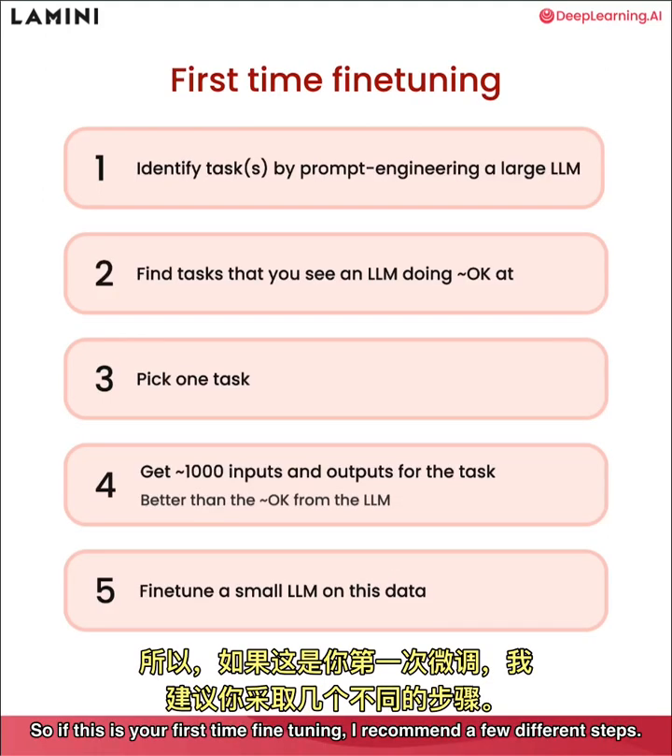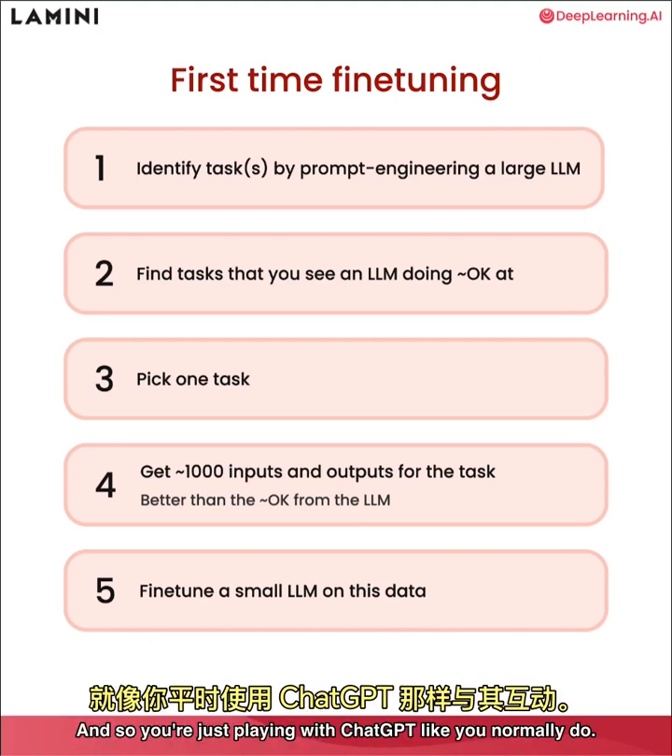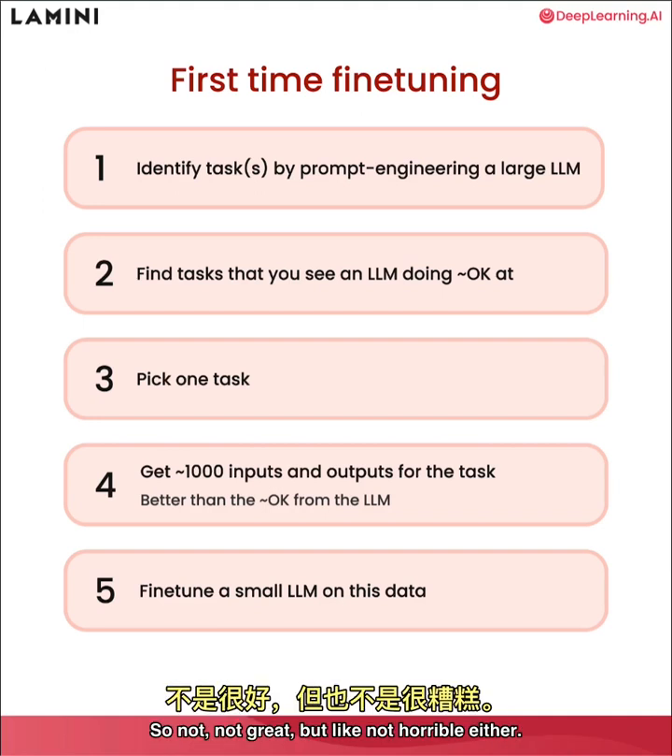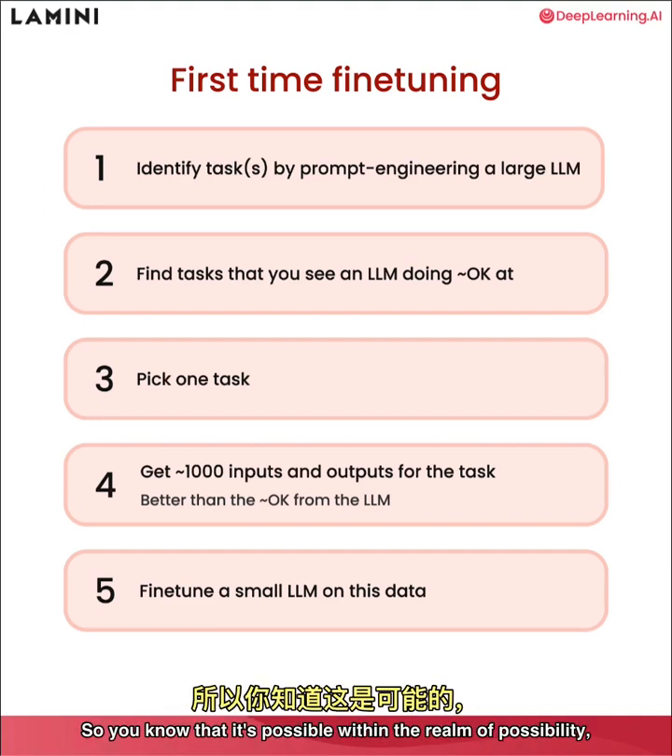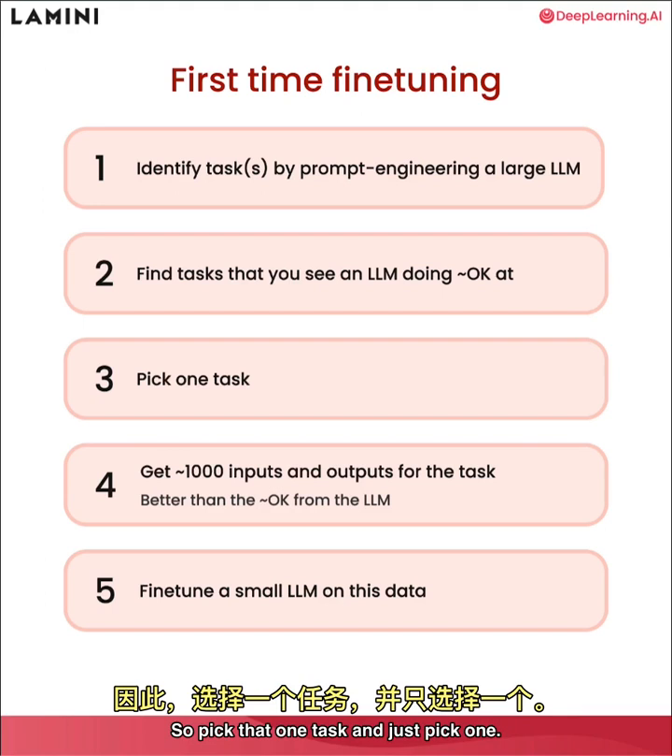All right, so if this is your first time fine-tuning, I recommend a few different steps. So first, identify a task by just prompt engineering a large LLM, and that could be ChatGPT, for example. And so you're just playing with ChatGPT like you normally do. And you find some tasks that it's doing okay at. So not great, but not horrible either. So you know that it's possible within the realm of possibility, but it's not the best, and you want it to do much better for your task. So pick that one task and just pick one.